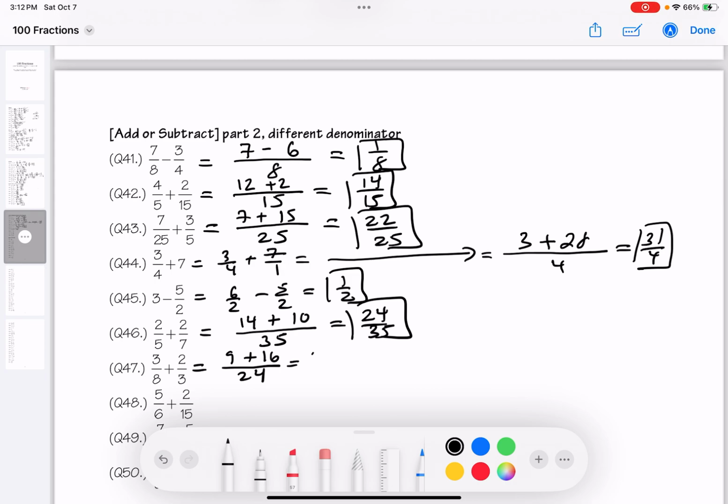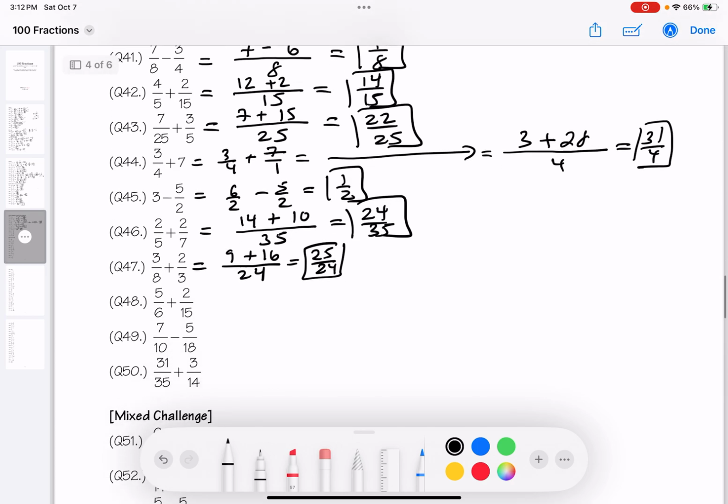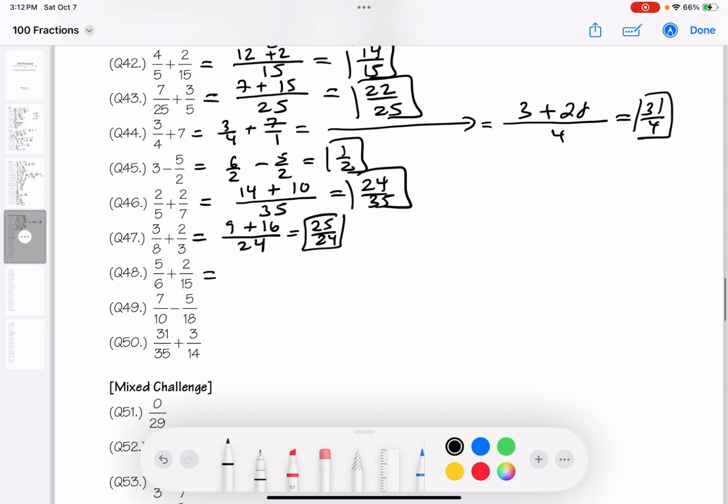16 and 9 is going to be 25 over 24. All right, let's put the next one down. Looking at it, I'm going to say the LCD is 30. What times 6 is 35? 5 times 5 is 25. Then you're going to get what times 15 is 30 is 2, and 2 times 2 is 4. So what do you get? 29 over 30. Let's keep moving.